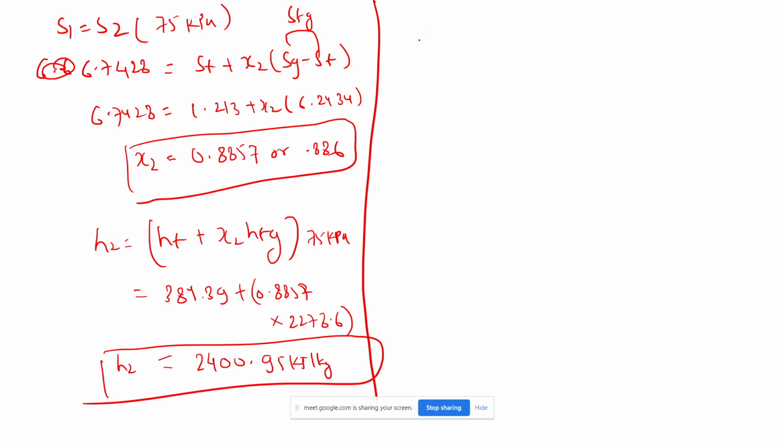H1, H2 we have determined. Now we know that pump work is given by vf into (P boiler pressure minus P condenser pressure). Okay.